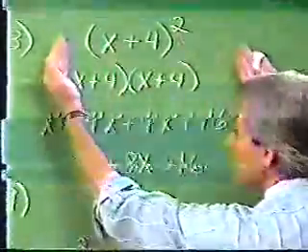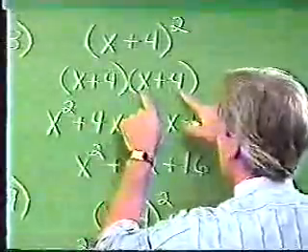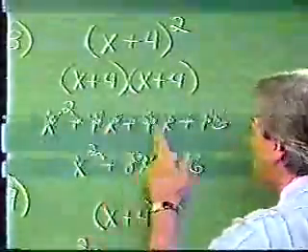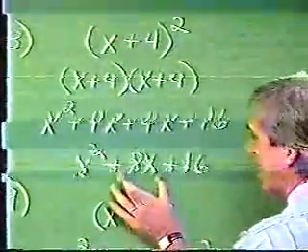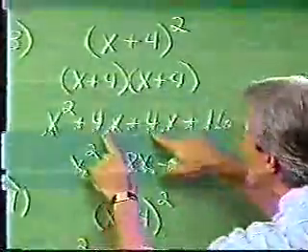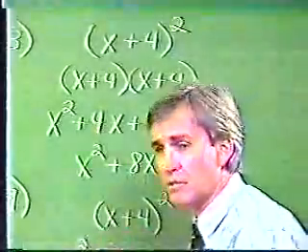Now, the expansion of this, what this means, is x plus 4 times x plus 4. And if using the FOIL method, we would get x squared plus 4x plus 4x plus 16. And collecting the two 4x's here, we get 8x for the middle term. However, this collection of two terms that are alike to get our middle term is a predictable situation.